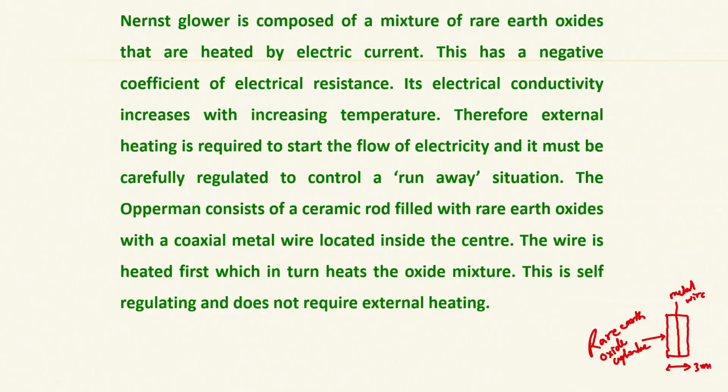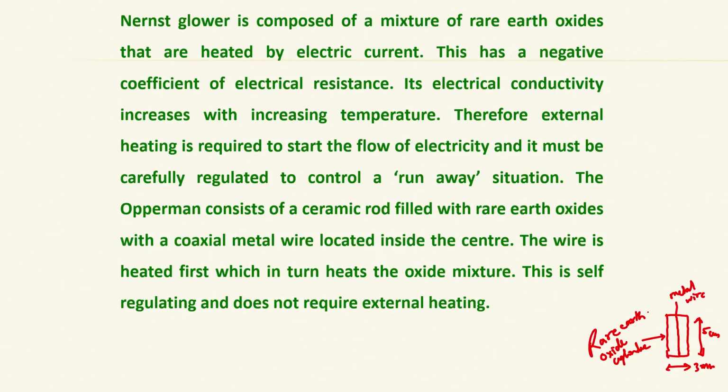I have a rare earth oxide here and I made a small piece, a cylindrical piece, but I do have a small metal wire here inside. This is metal wire. This is rare earth oxide cylinder. This whole thing is about 3 mm. This will be about 5 centimeter, maybe sometimes 2 centimeters also. Okay. So, here I have a metal piece to aid the heating.